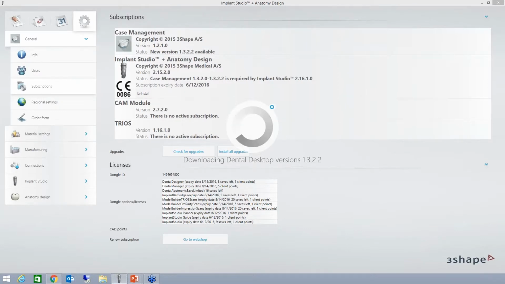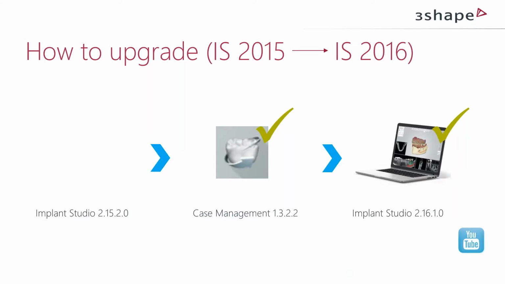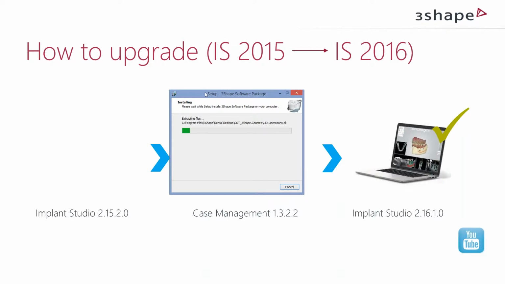The installation process takes a few minutes, and also a couple of minutes to download a new version of Case Manager. If you are using an earlier version of Implant Studio 2015, then you have two ways of upgrade. So first is to upgrade to the following version of 15, or simply run the installer of 16 version, and you will be upgraded to that version as well.